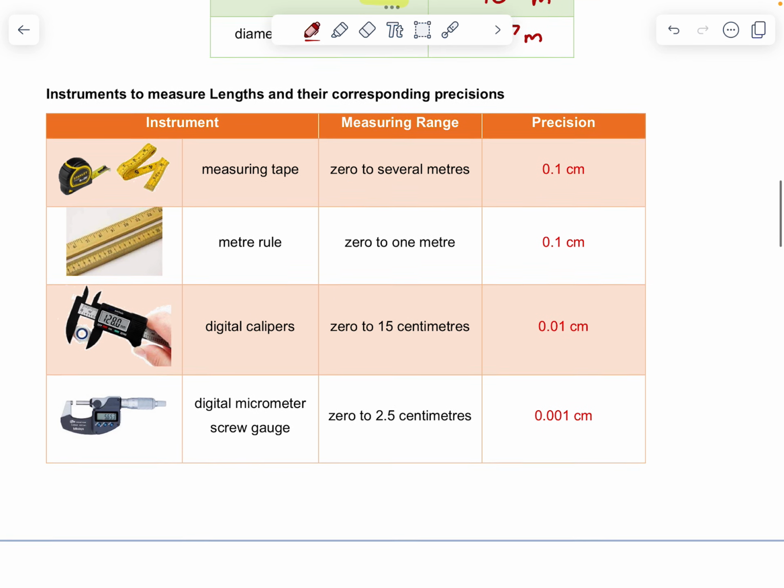Okay, next, let's look at instruments to measure length. First, we have a measuring tape. The precision, or how accurately it can measure, is 0.1 cm. Meter rule is the same, 0.1 cm. Digital caliper is 0.01 cm. Micrometer screw gauge is 0.001 cm.